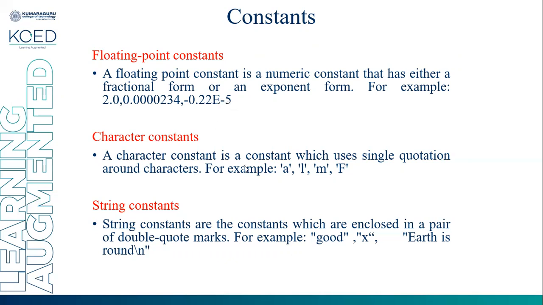Character constant. A character constant is a constant which uses single quotation marks around a character. For example, any letter or digit within single quotation marks is a character constant. Here, 'A', 'L', 'M', 'F', 'R' are individually within single quotation marks. String constants are constants enclosed in a pair of double quotation marks. For example, "good", "X", "F is round". These are all known as string constants.